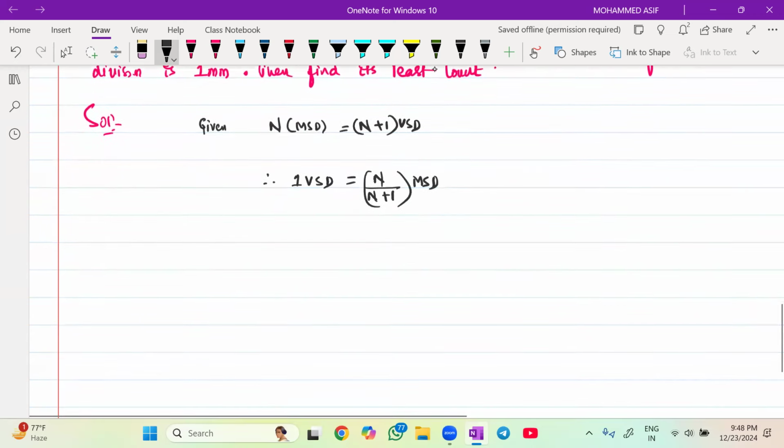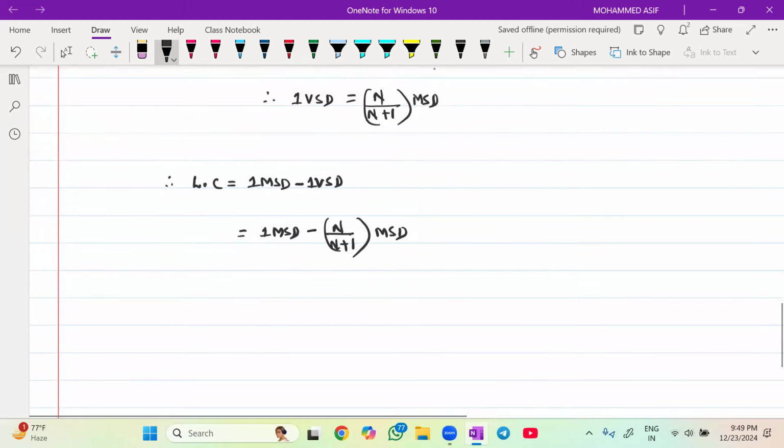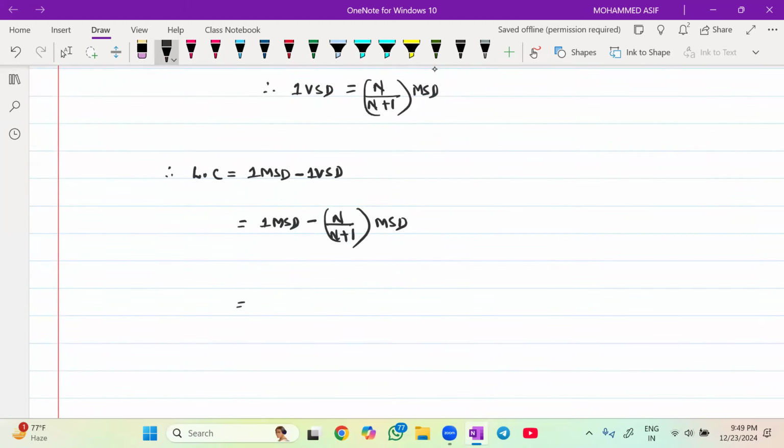Now it's asking us to calculate the least count. So the least count will be equal to 1 main scale division minus 1 Vernier scale division. That is 1 main scale division minus N divided by N plus 1 main scale division. Am I clear? Now if I take MSD common, this value will be equal to 1 minus N divided by N plus 1, times the main scale division.